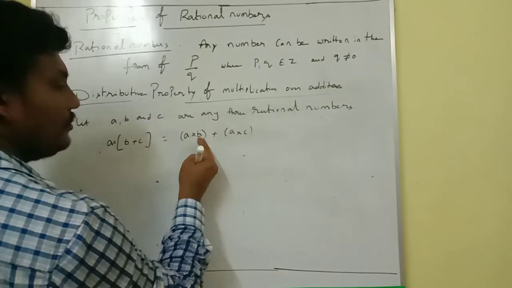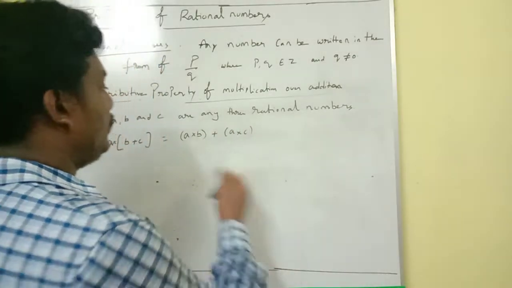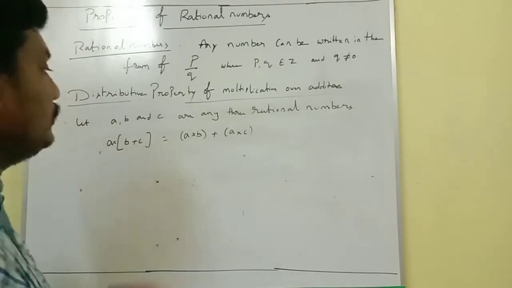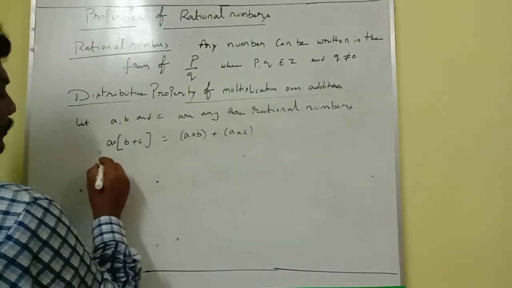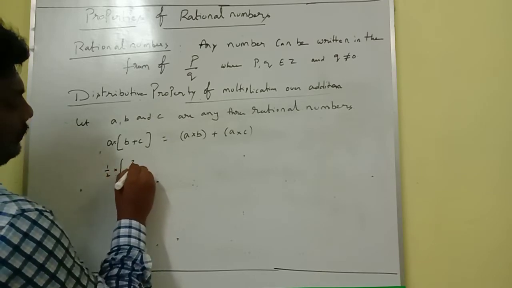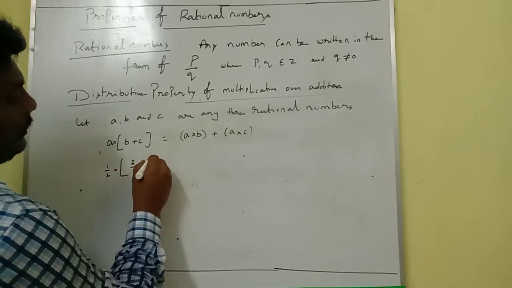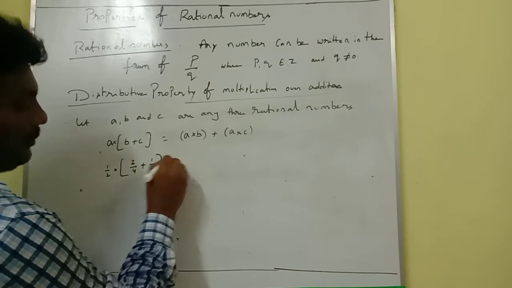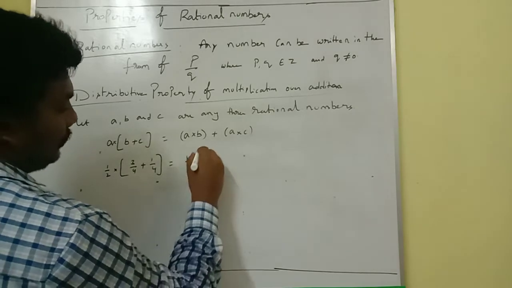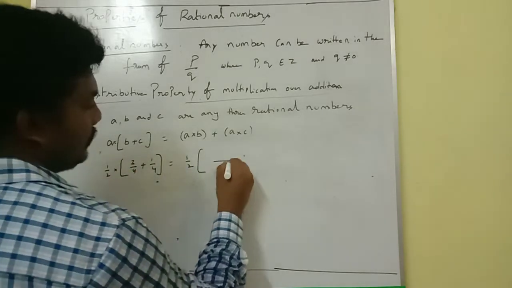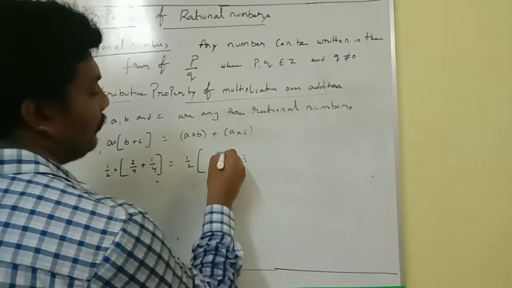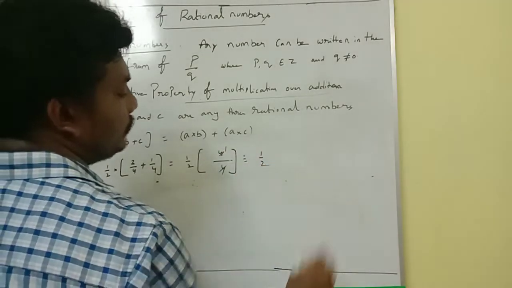Now, A into B plus A into C. We have to verify whether this result is possible or not. Then it is suitable. Let me check. A is 1 by 2 into, B is 3 by 4 plus 1 by 4. So what is the value of this one? 1 by 2 into, both are like fractions, that is 4. 3 plus 1, 4 again. 4 by 4 means 1. That answer is 1 by 2.